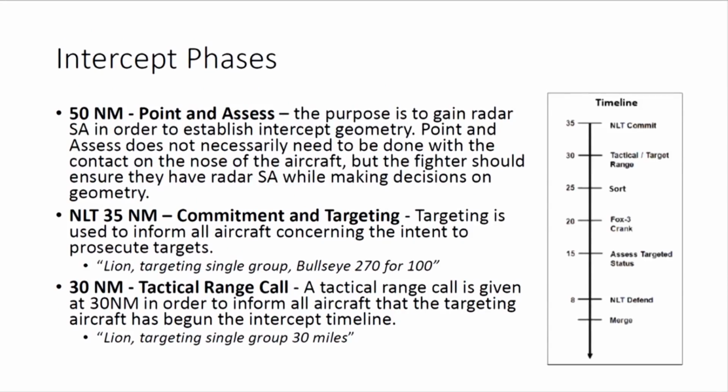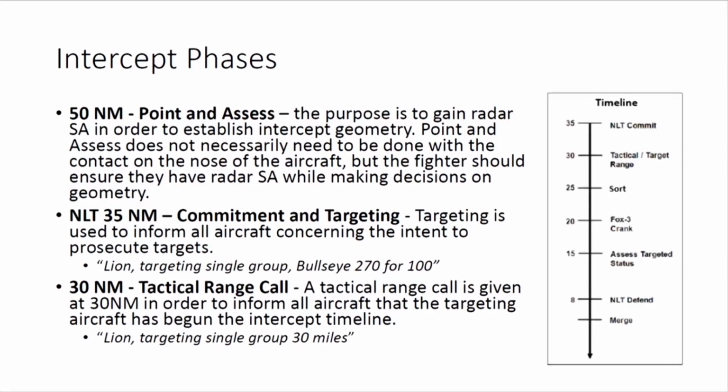So now let's talk about the timeline of the intercept. It begins within the range that you've briefed to commit, and in our case here, 50 nautical miles. So the target enters our zone there, 50 nautical miles. The first thing we want to do is point and assess. Get the target on our radar. You don't need to point right at them.